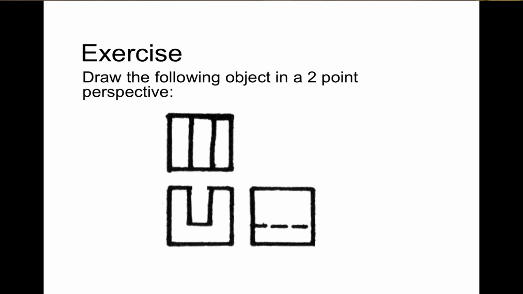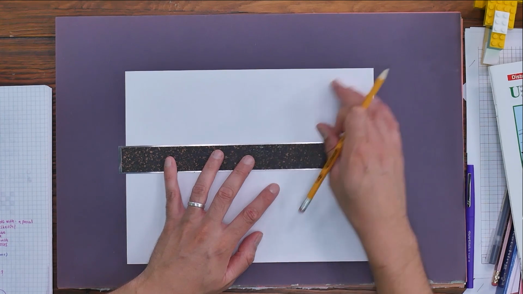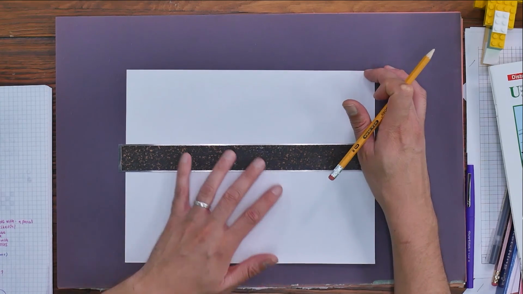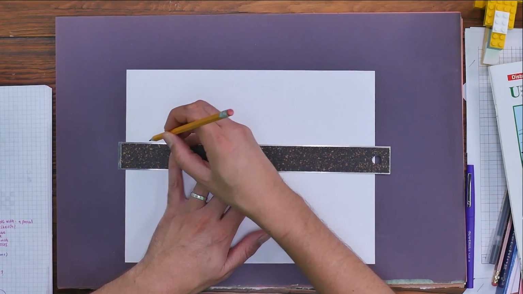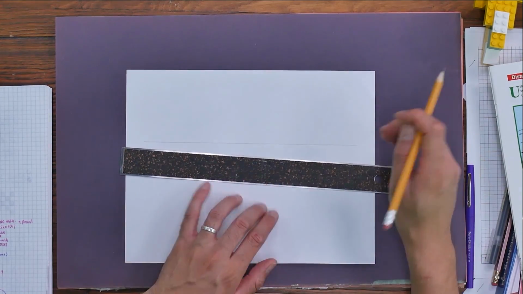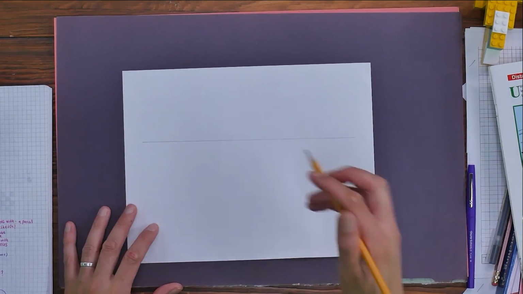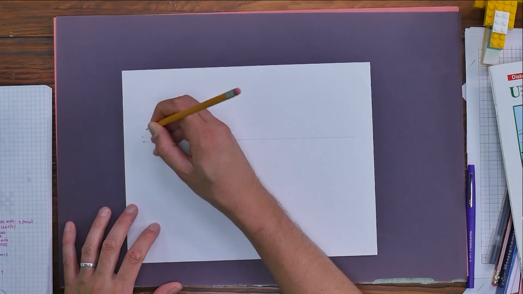So I'm going to start off, and I'm going to have you do the challenge that you're seeing on the screen right now, which is to draw the following object in a two-point perspective. So you can start right now, but also I'm going to be doing the challenge myself so I can show you and guide you through it. First off, we're going to start with the horizon line. I'm going to do left vanishing point.